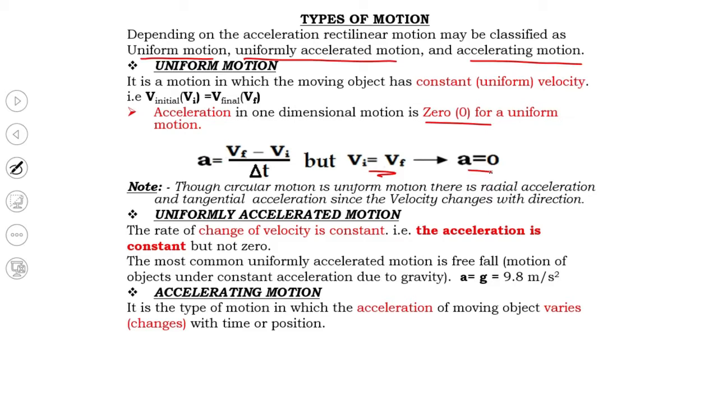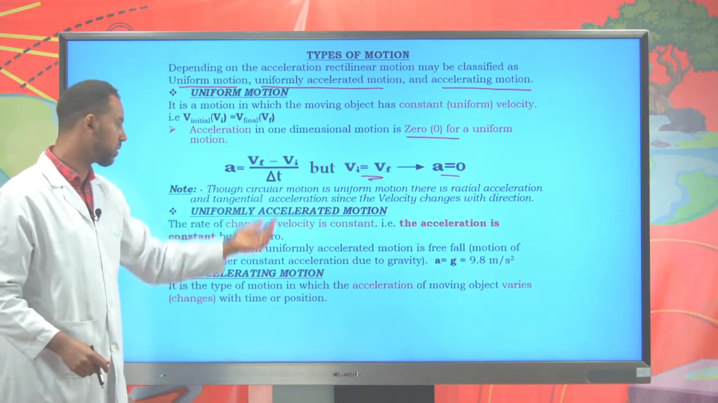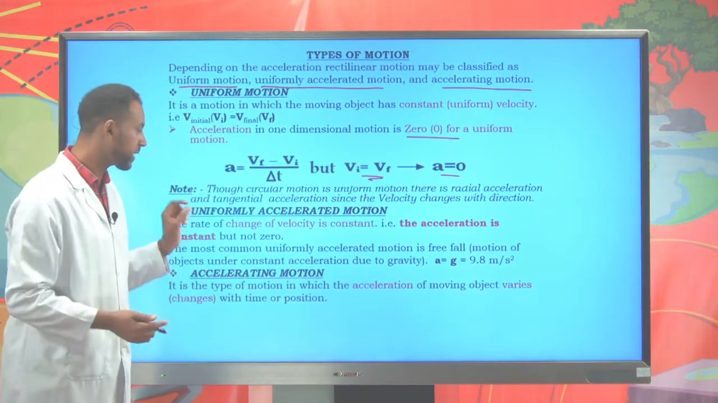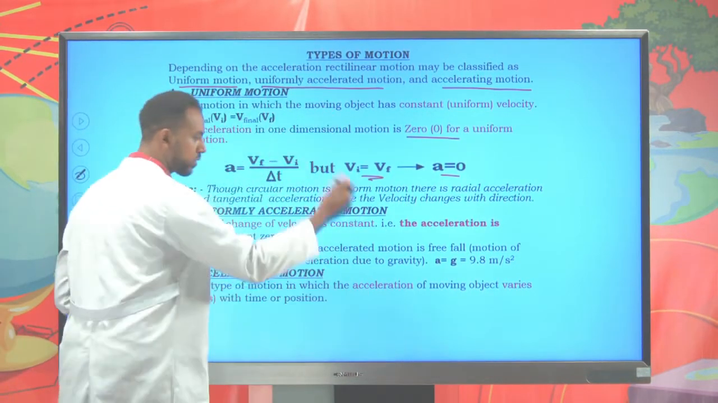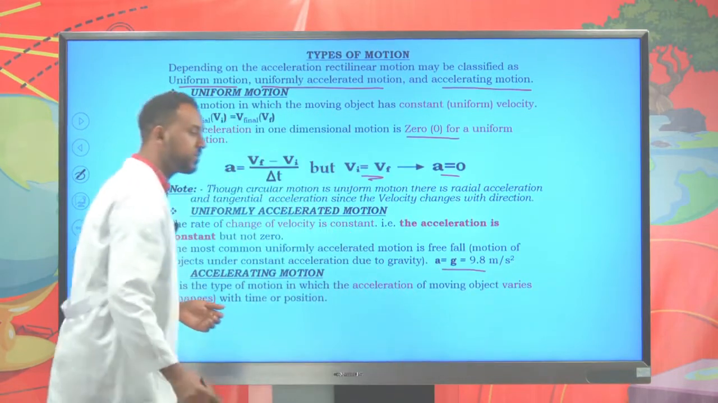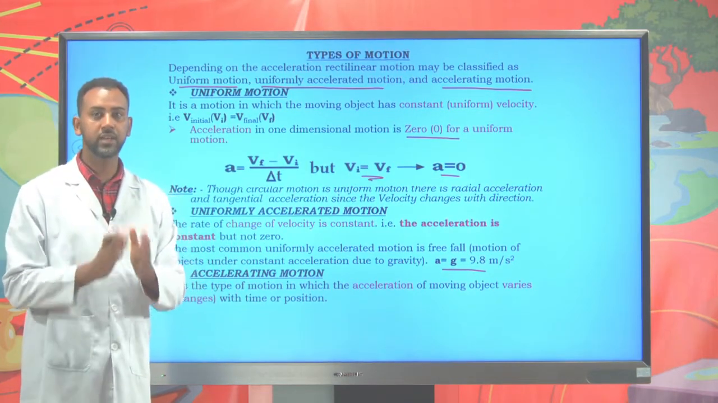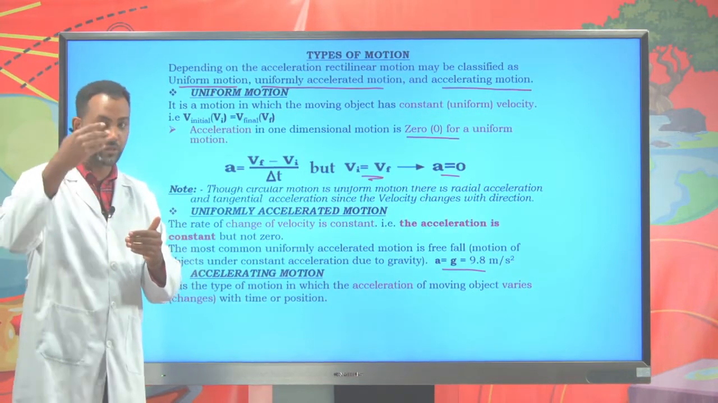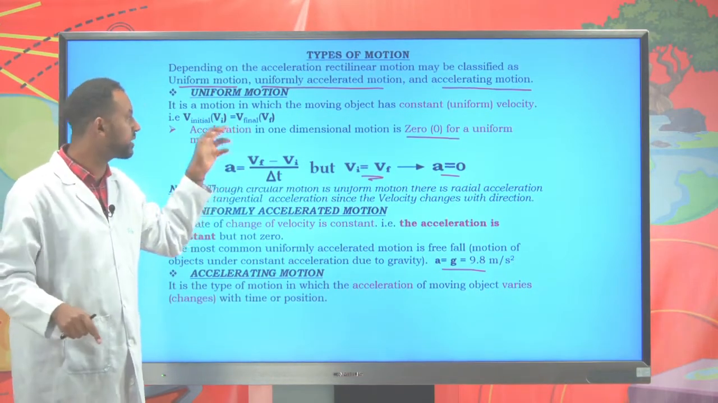And for a uniformly accelerated motion, the acceleration remains constant. The rate of change of velocity remains constant. One good example is free fall, or vertical motion. When an object is thrown downward or upward, we are using gravity, and gravity is always 9.8, or approximately 10 meters per second squared for calculation. So the acceleration remains constant. The velocity changes, and that change in velocity per unit time t remains constant. Here, for uniform motion, the velocity remains constant, acceleration 0.